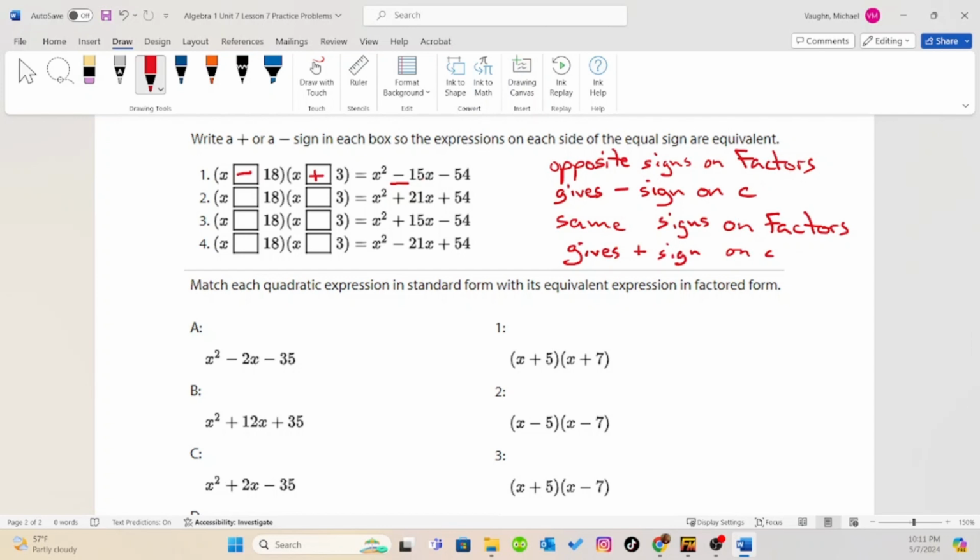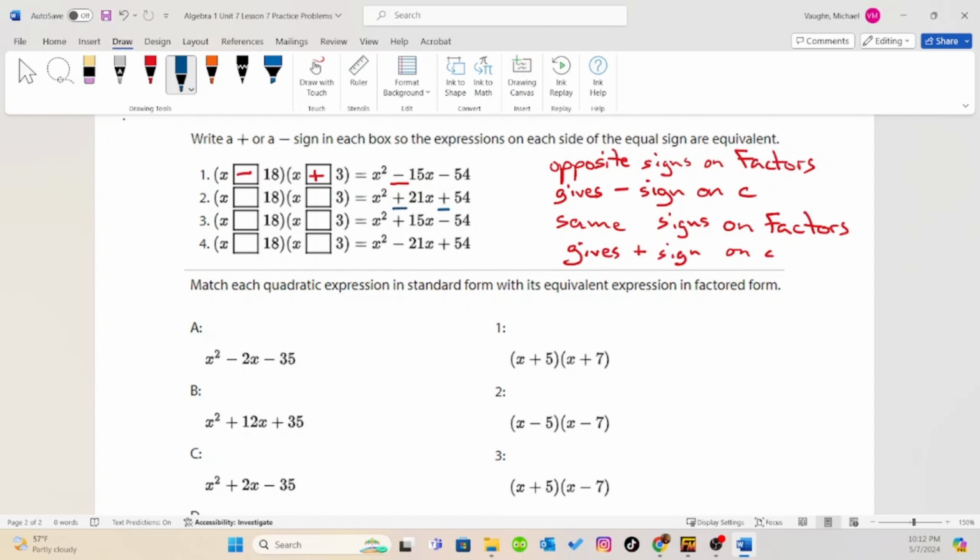Now, if you think about it, we would have a negative 18x plus 3x, which would give us negative 15x, and we would have a negative 18 times a positive 3, which would give us negative 54. So now let's look at number 2. We see that we have this plus sign for 54. So we know the factors must have the same sign.